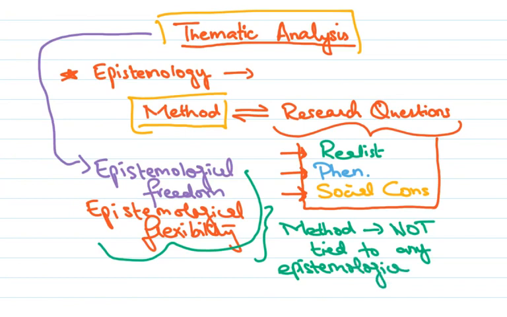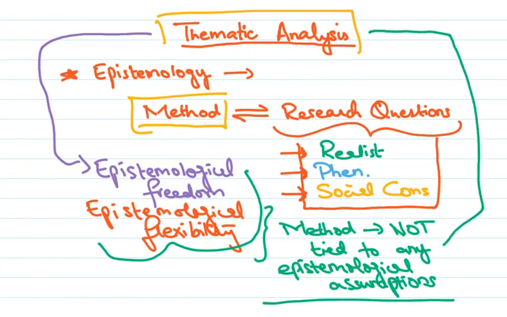And this will become clearer as you move further and look at methods that do have epistemological assumptions tied to them. When you look at something like IPA, which is interpretive phenomenological analysis, that is very strongly wedded to a phenomenological epistemology. Or several other methods such as Foucauldian discourse analysis, which has a social constructionist epistemology. So thematic analysis as a method is not tied to any epistemological assumptions. That is why we say that it enjoys epistemological freedom or epistemological flexibility.